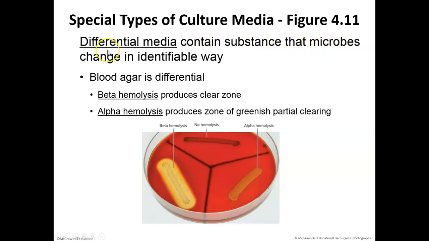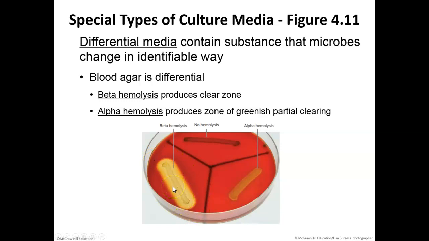Differential media contains substances that separate organisms based on how they look when they grow. And so here we have blood agar. Blood agar produces different characteristics depending on what organism you're plating. So here we have no hemolysis. This is what we would call gamma hemolysis. Gamma hemolysis means there's no breaking down of blood. Here we have alpha hemolysis. Alpha hemolysis is partial breakdown of blood. And then beta hemolysis, this is full breakdown of blood.